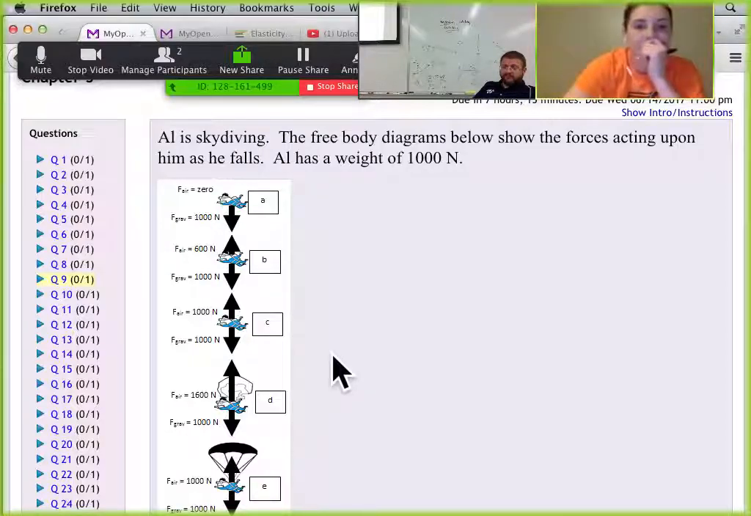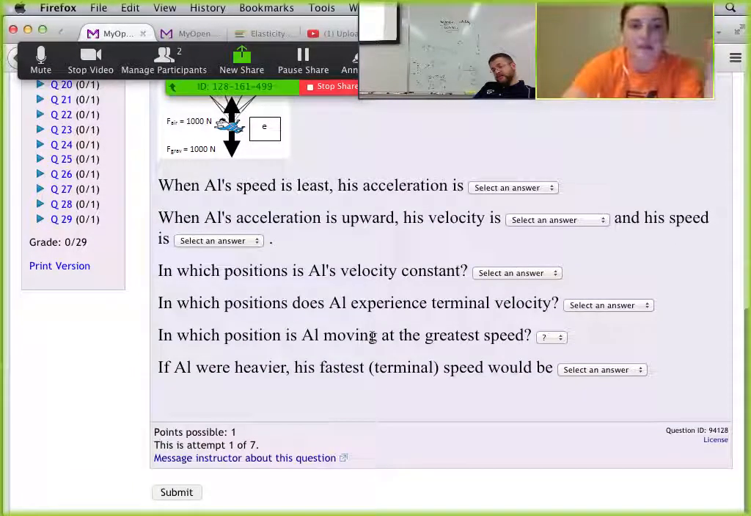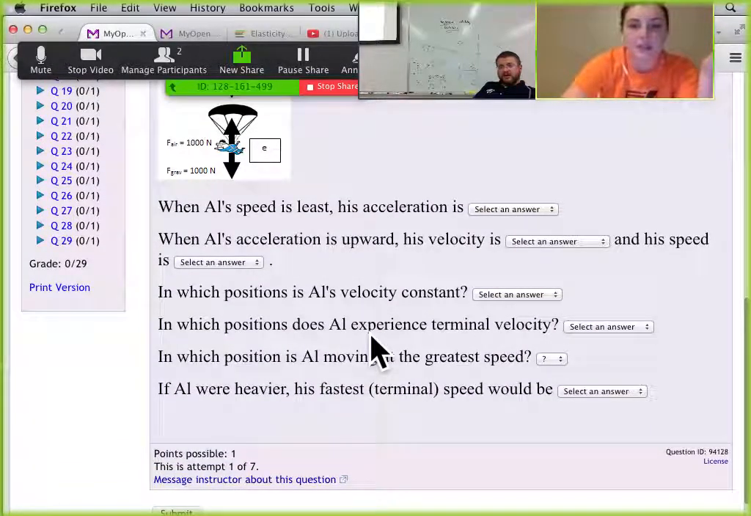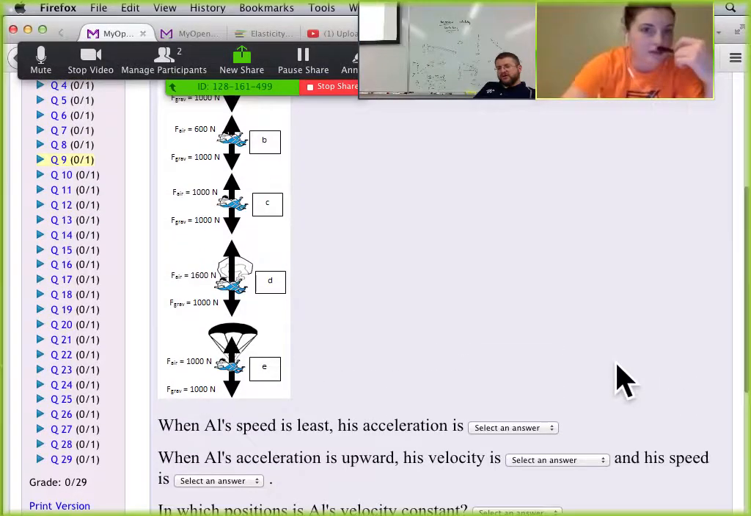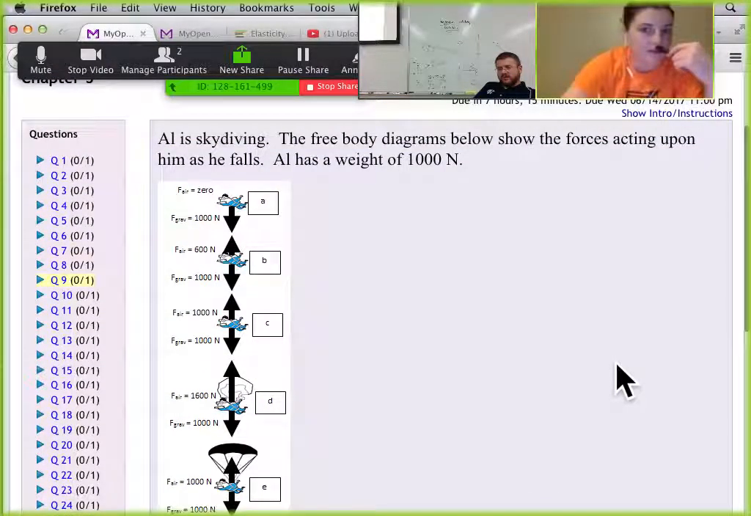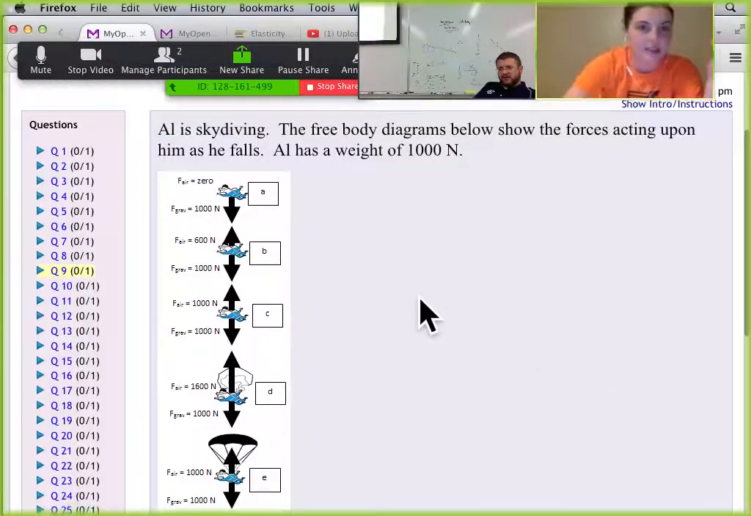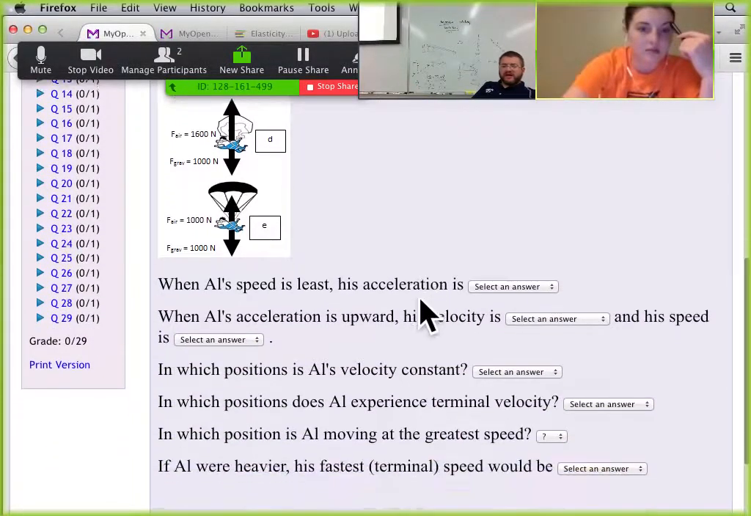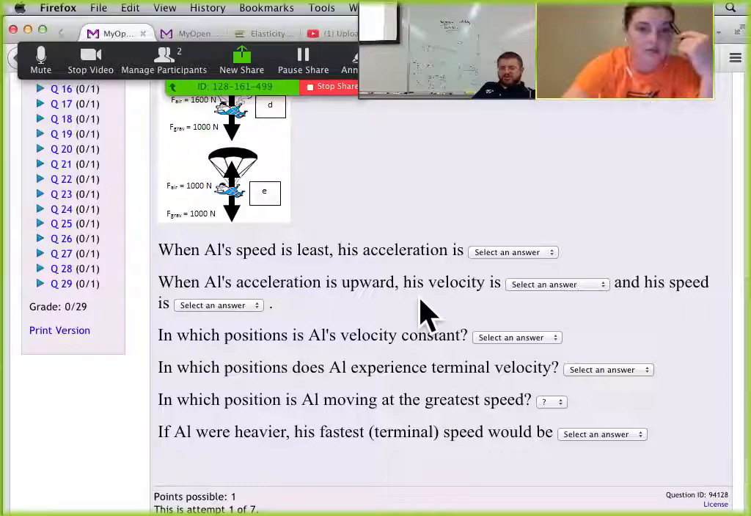Right. I thought I had put that as an answer, but, and then number 5, which position is moving at the greatest speed? In which position is Al moving at the greatest speed? Okay, so which one would that be? It would be the one with the least acceleration. The one that he's moving with the greatest speed.